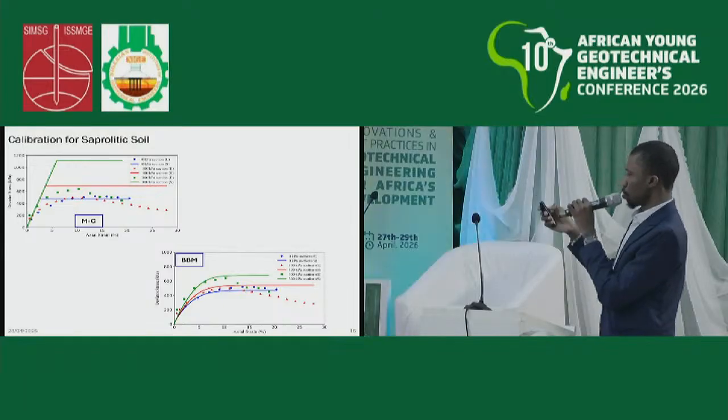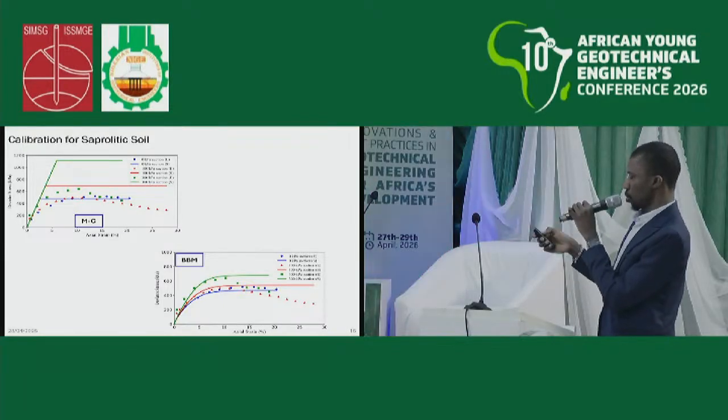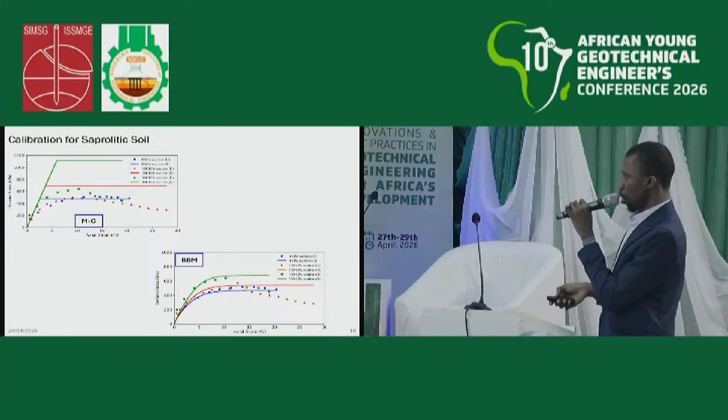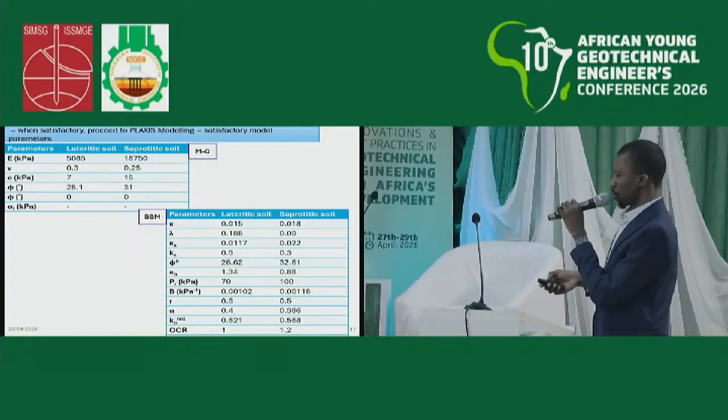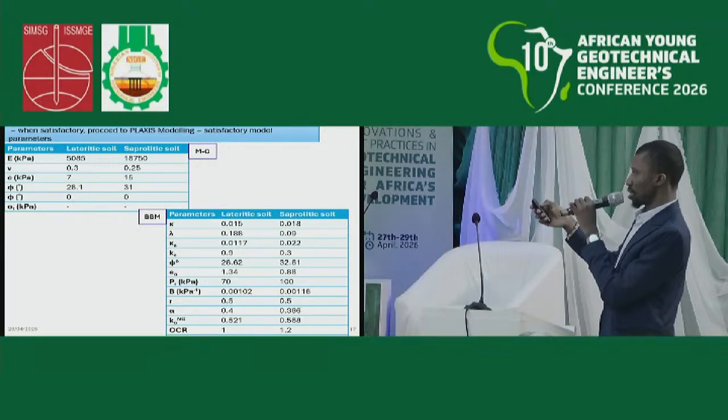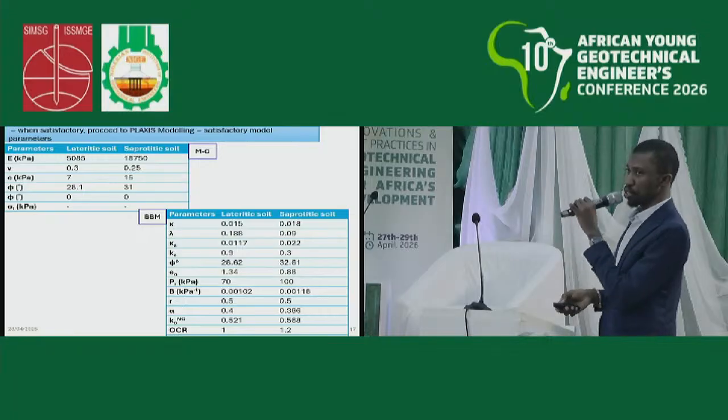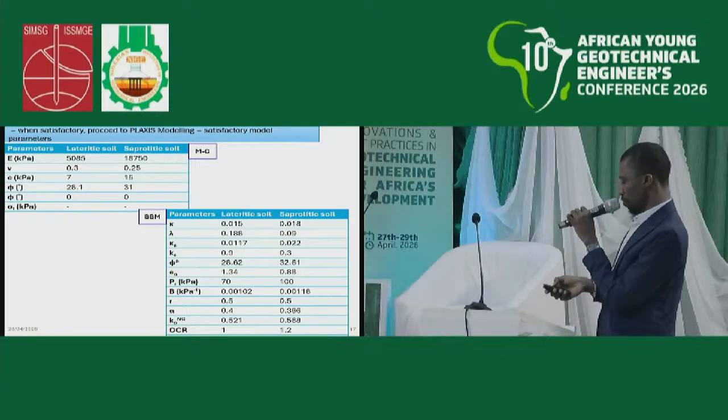And then also for the saprolitic soil, the same trend was also observed. You can look at how the prediction was done for BBM and then the prediction for the Mohr-Coulomb model. Then, okay, these are the final model parameters. For each of these, they are the model parameters that actually gave me the prediction that I showed in the previous slide.